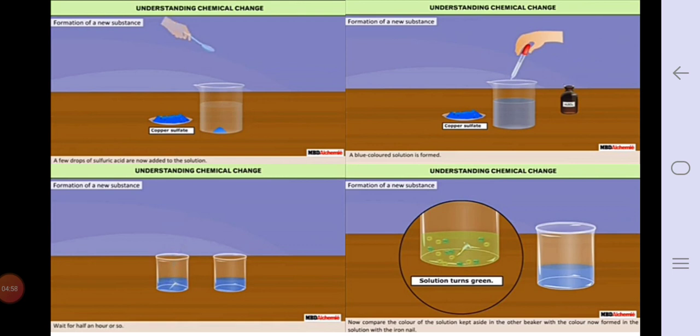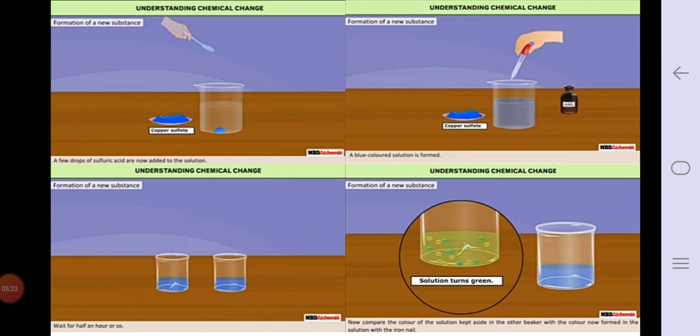Copper sulfate plus iron gives iron sulfate, which is green in color, and copper, which is a brown deposit. Because of copper there is a brown deposit on the substance. A new substance is formed. The brown deposit on the iron nail is copper, another new substance. We can write the reaction as.